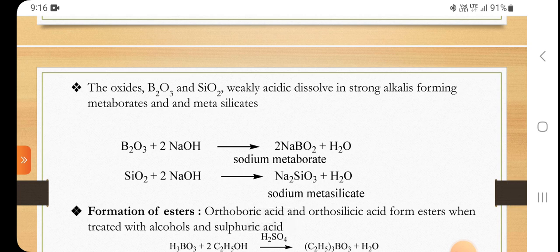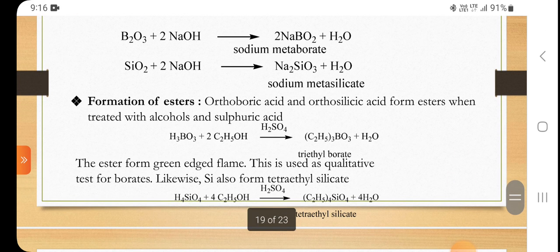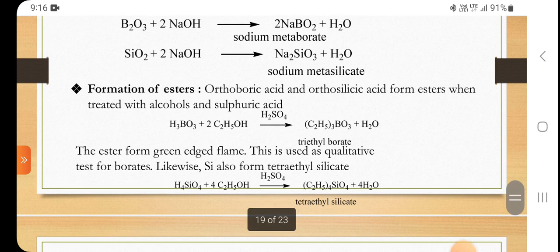B2O3 and SiO2 are weakly acidic. They dissolve in strong alkali and form metaborates. Orthoboric acid and orthosilicic acid react with alcohols and sulfuric acid and form esters. This gives a green-edged flame, which is used for the quantitative analysis of borate.